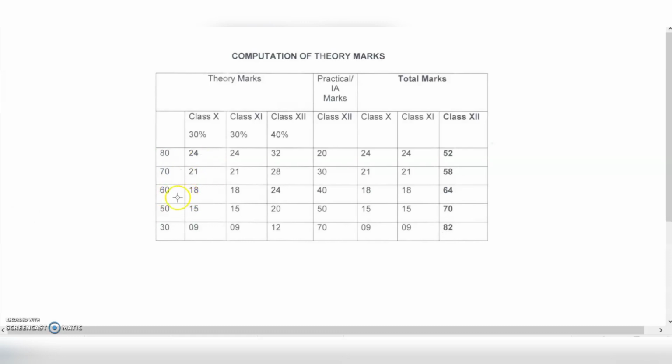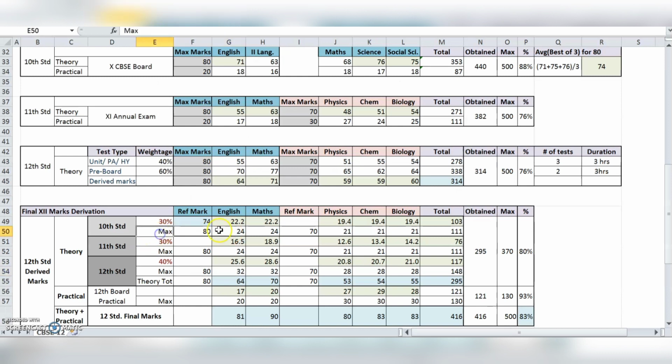As different subjects and groups have different theory and practical marks distribution, this table shows the maximum marks for all the groups, especially Group 1, where English and Maths have 24 and 32 out of 80 marks, and for subjects having 70 like Physics, Chemistry and Biology, the maximum marks the student can acquire are 21 and 28. The same maximum marks for class 10, 11th and 12th for different subjects are shown here for easier understanding.